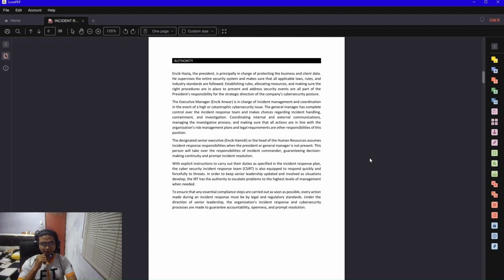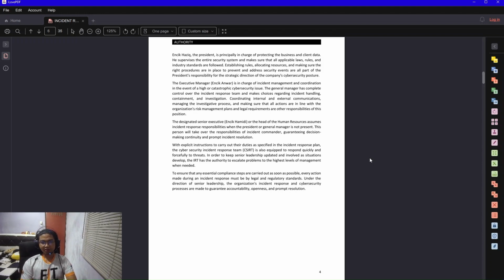Our executive manager, Encik Anwar, is in charge of incident management and coordination in the event of a highly catastrophic cybersecurity issue. The general manager has complete control over the incident response team and makes the choices regarding incident handling. The designated senior executive, Encik Hamidi, the head of human resources, assumes incident responsibilities when the president or general manager is not present.